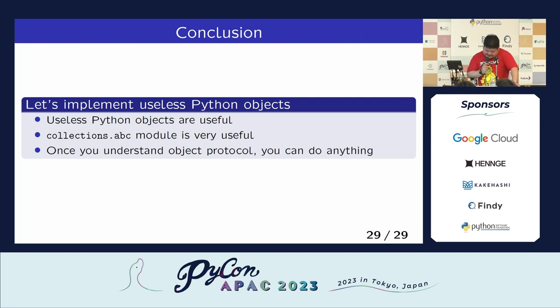So I'll summarize. We have implemented useless Python objects. The objects are useless, but how to create them is useful. Also, the use of the collections ABC module is very useful. And if you understand object protocols, you can do anything. Thank you.